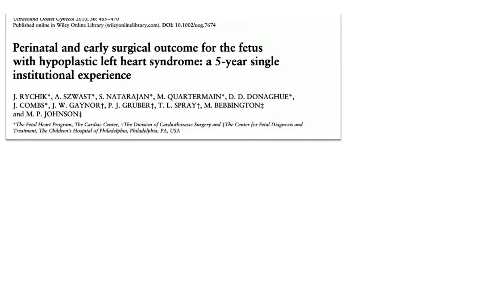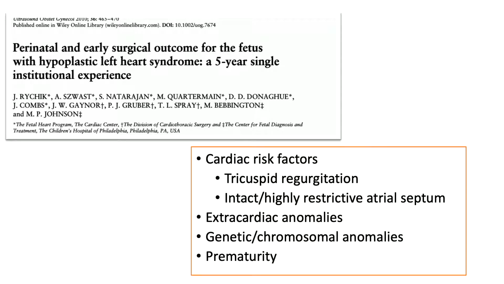Lots and lots of literature on this, and probably about 30 years of evolution of surgical technique has led us to where we are today, that does provide a pathway for survival for most patients with this particular condition. But what we've been able to do now is to stratify based on particular risk factors. So let me go through that with you, because these are critically important from a fetal perspective. There are cardiac risk factors, 2 of which I mentioned to you, tricuspid regurgitation and an intact atrial septum, and those are readily detectable prenatally.